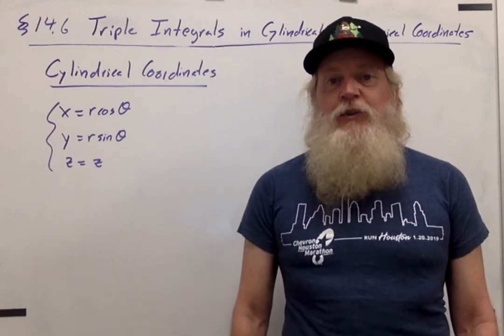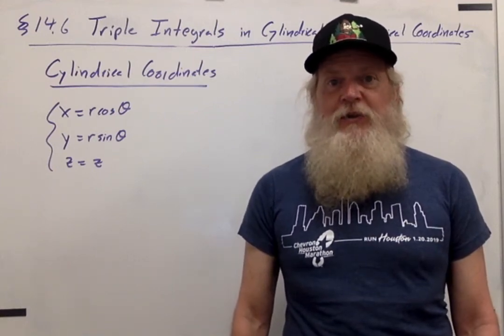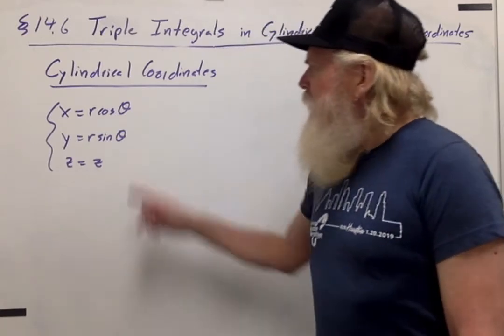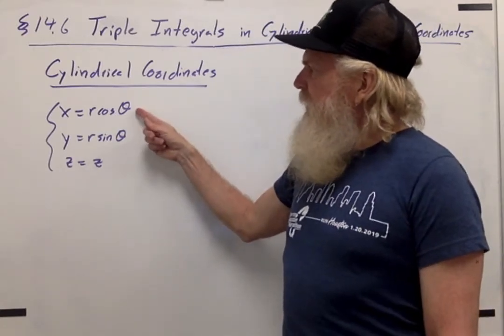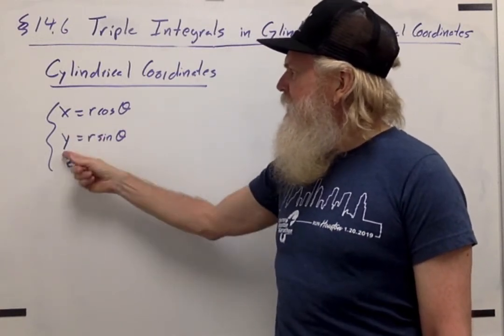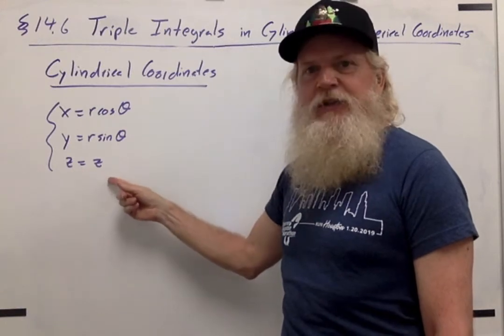Let's now look at how to do triple integrals using cylindrical and spherical coordinates. We'll do cylindrical coordinates first. Remember the cylindrical coordinates are r, theta, and z, and x, y, and z are given by x is r cosine theta, y is r sine theta, and z equals z.